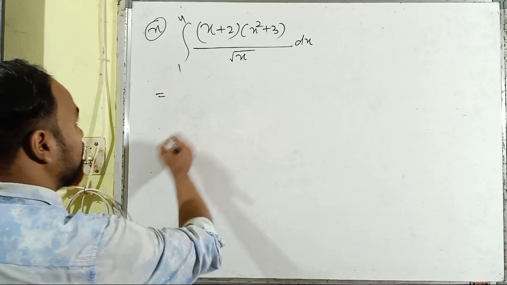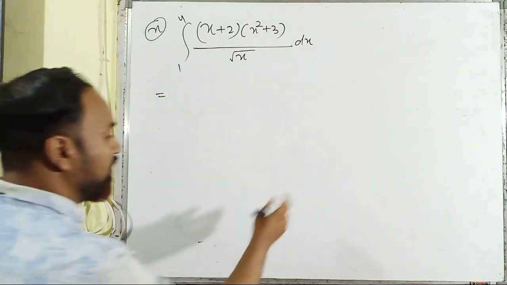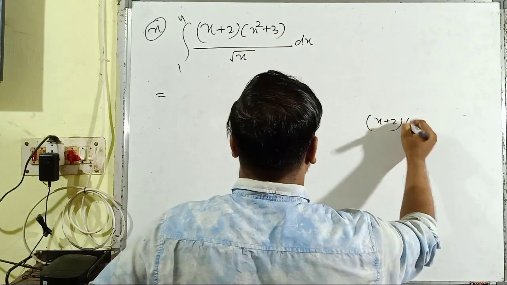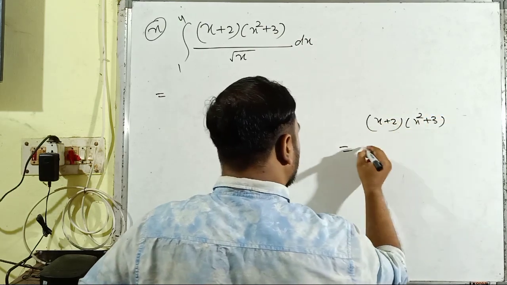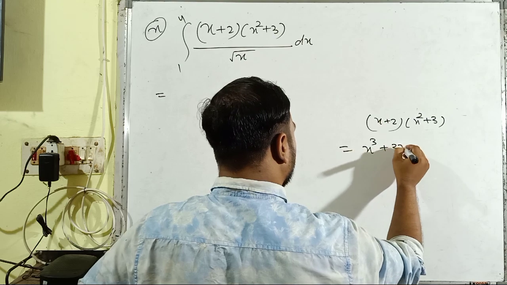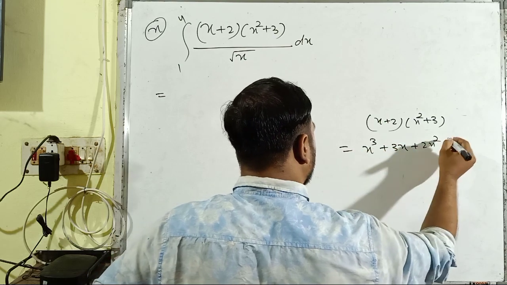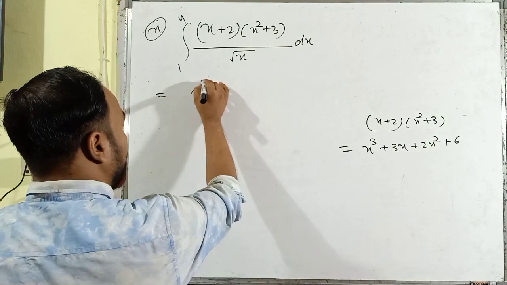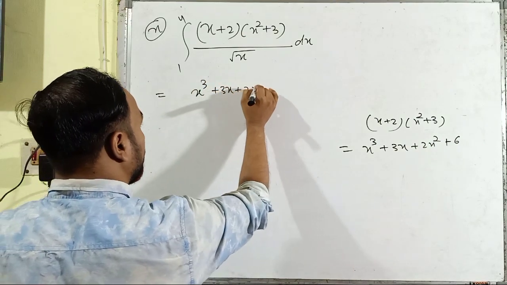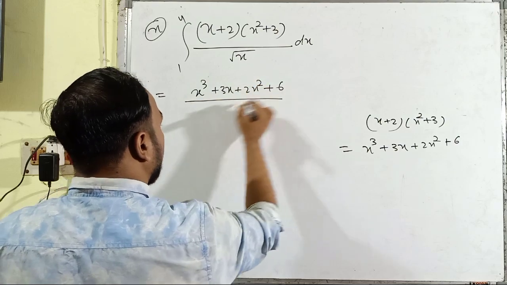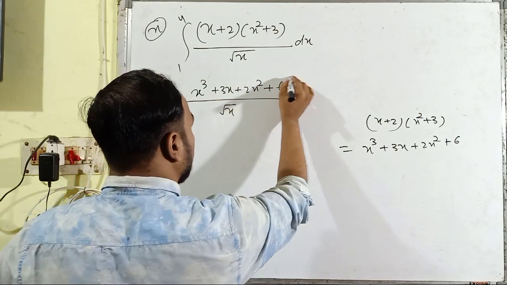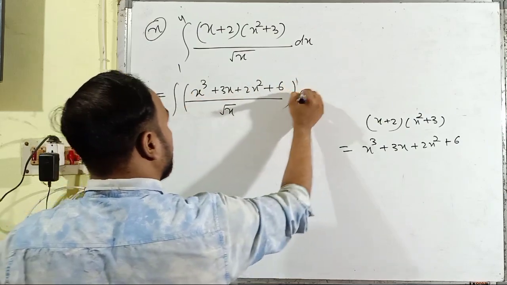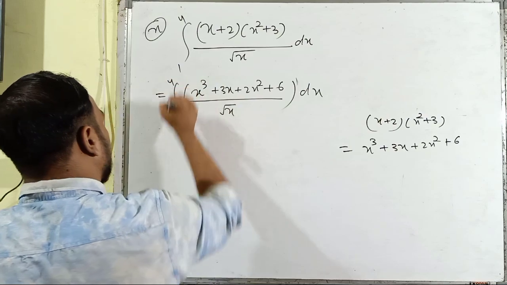Moving through the two processes, let us multiply these steps. It will be x plus 2 multiplied with x square plus 3. Multiplying, it is x cube plus 3x plus 2x square plus 6. So it will be x cube plus 3x plus 2x square plus 6 divided by square root of x, and its integral with respect to x from 1 up to 4.